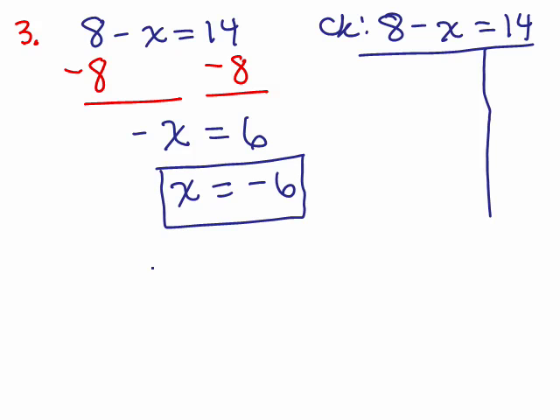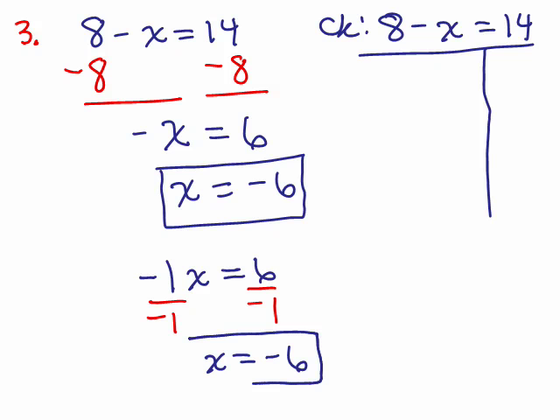You can also think of it as -1x equals 6. And then just say, I'm going to divide both sides by -1. And notice you would also get x equals -6. All right, so you're going to get -6 either way. So the solution hopefully is going to be -6, but we will definitely check it.